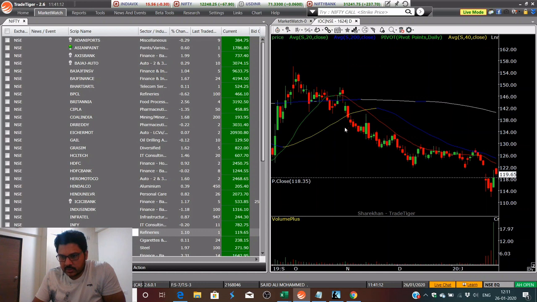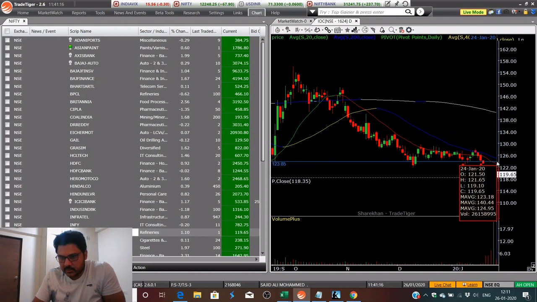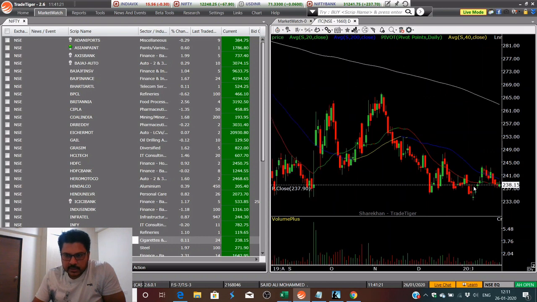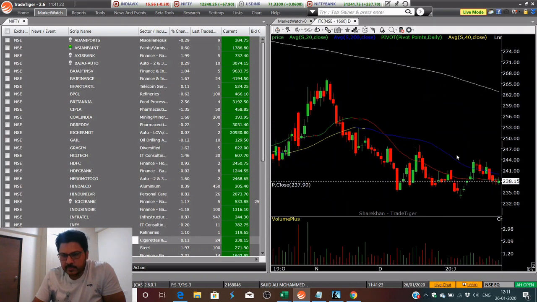IOC is in a downtrend. You can see the space in between 20 and 40. It can come back into this zone and again start falling. ITC is also in a downtrend, but you have to wait and watch, because here the space between 20 and 200 is too big. So it can retrace back a little bit.